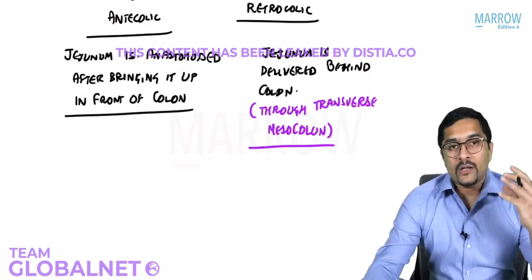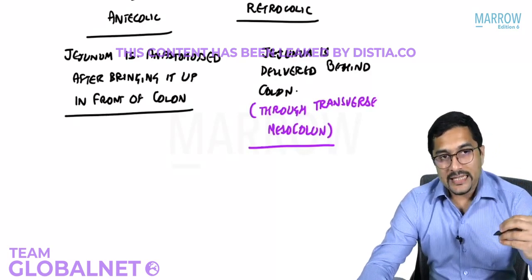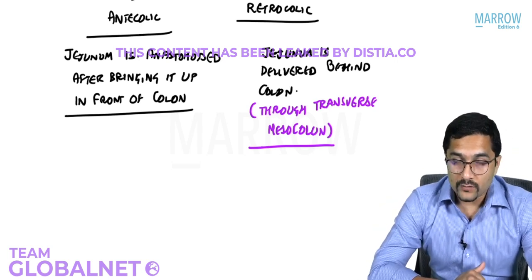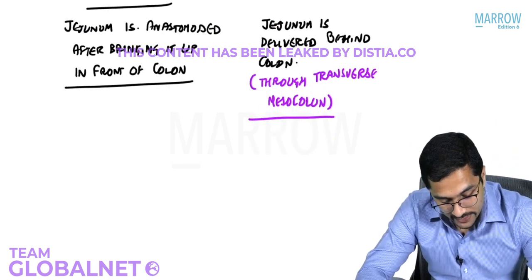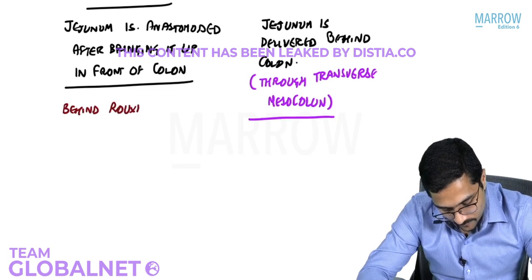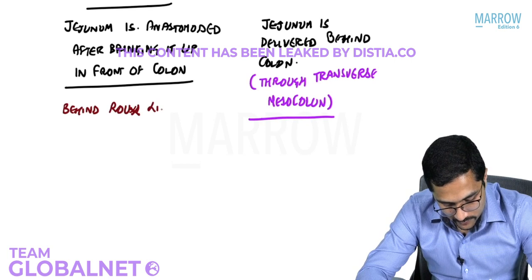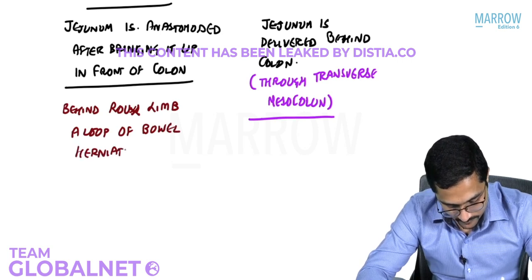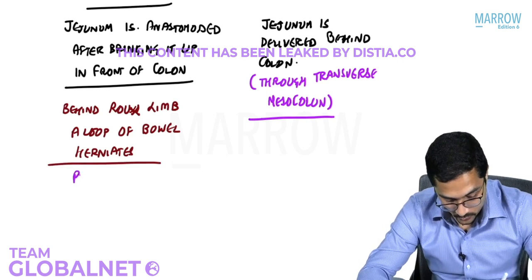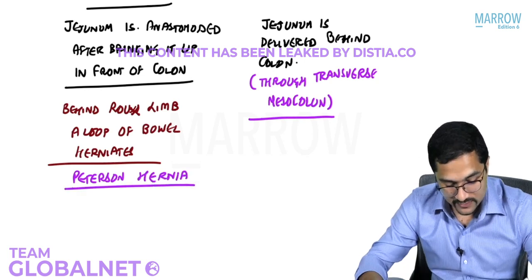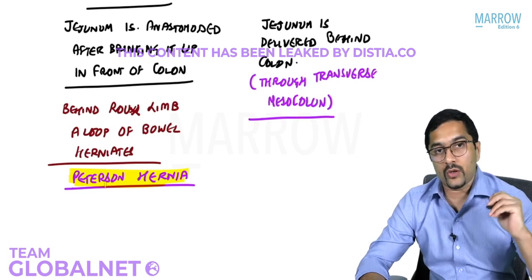That is anticolic. Now, like I showed you in the demonstration and the video, in anticolic, we are getting the jejunum in front of the colon. So behind the Roux limb, if a loop of bowel herniates, that is known as which hernia? I've told you that is known as Peterson's hernia. That is an internal hernia known as Peterson's hernia. This has been asked in many exams. You should know about it.